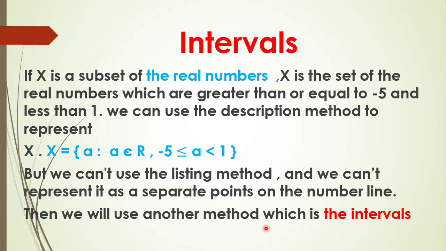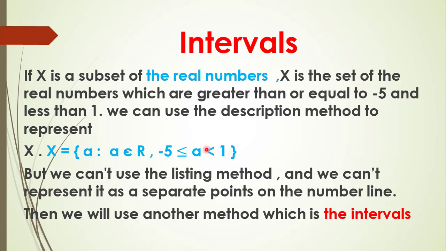What if we have a subset of the real numbers? I will take the same example. X is the set of the real numbers, but here real, not integers, that are greater than or equal to -5 and less than 1. Can we use the description method? Yes, we can. X equals a such that a belongs to R. Instead of Z, we write R because here we have the real numbers. A is greater than or equal to -5 and less than 1.